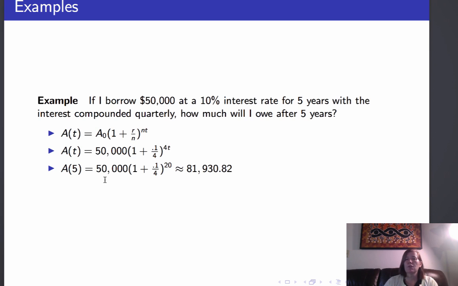After 5 years, I plug in t equals 5, and I'm going to owe approximately $81,930.82.